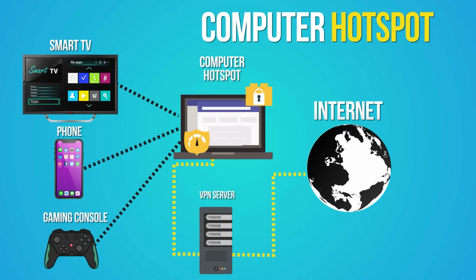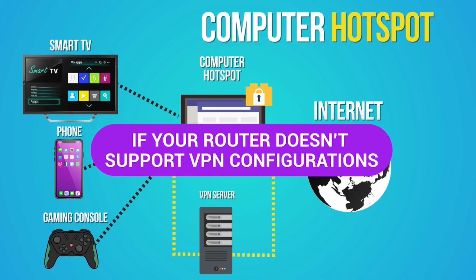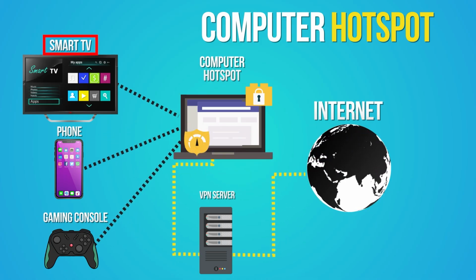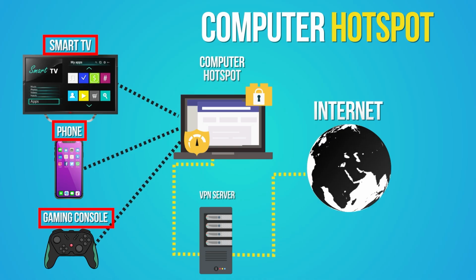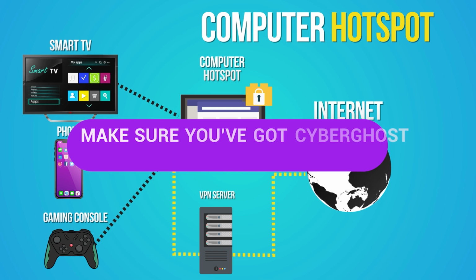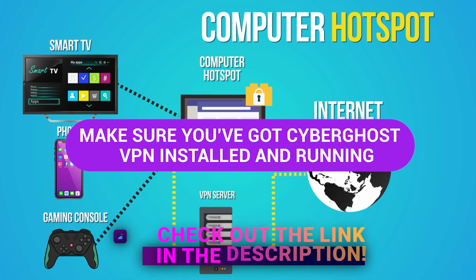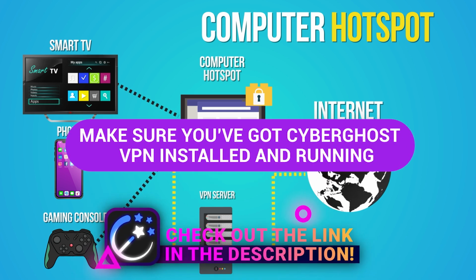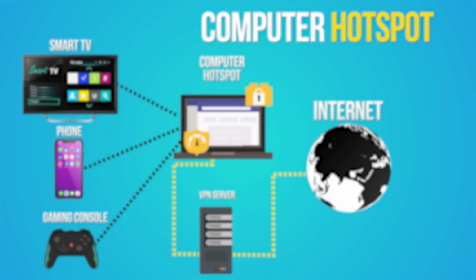This solution is especially handy if your router doesn't support VPN configurations, or if you're trying to connect devices like a smart TV or gaming console that don't offer built-in VPN functionality. Before we dive in, make sure you've got CyberGhost VPN installed and actively running on your computer. That's the VPN I'll be using throughout this demo.